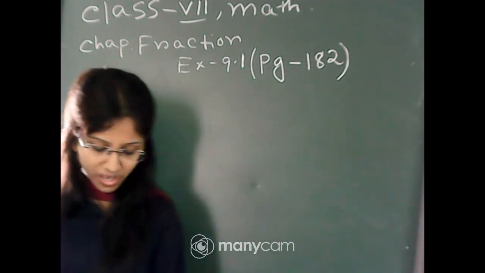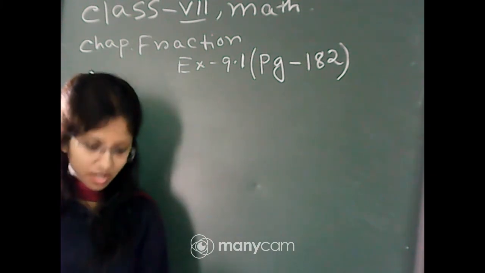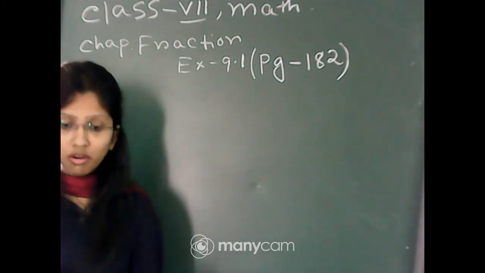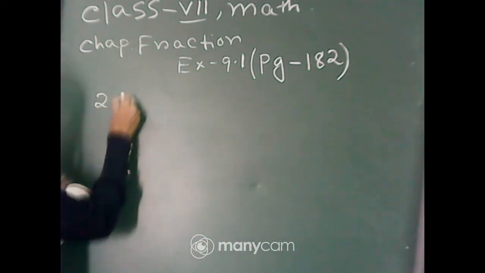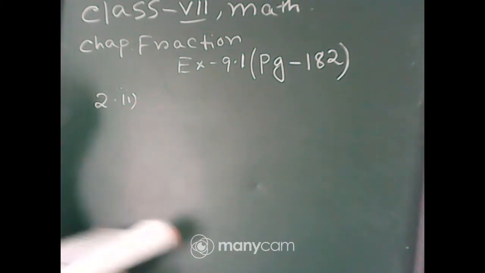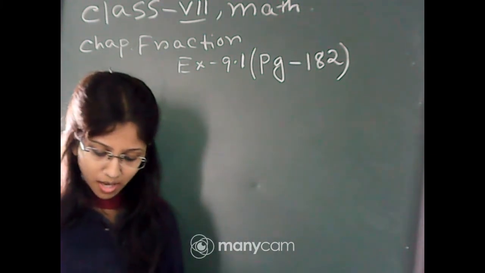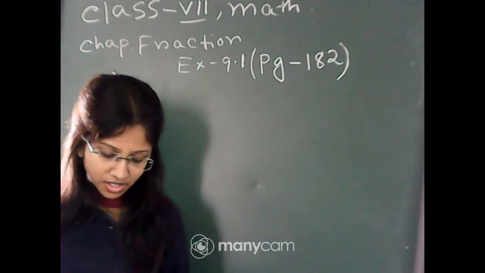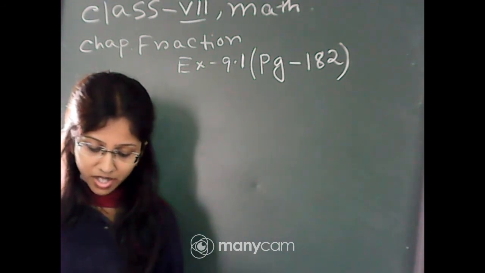Today we will do exercise 9.1, chapter rational number, page 182. First, question number 2 of 2. Write 4 more rational numbers in each of the following patterns.